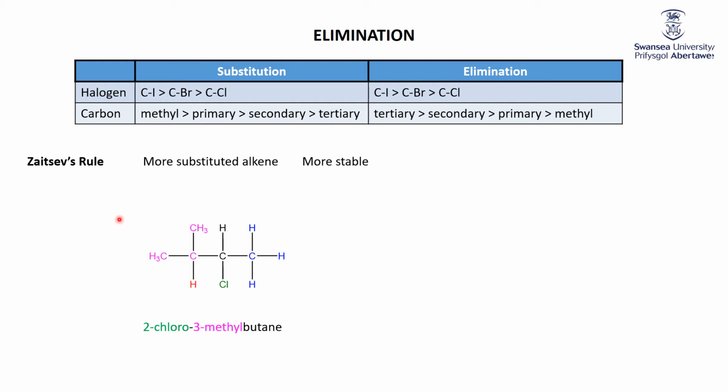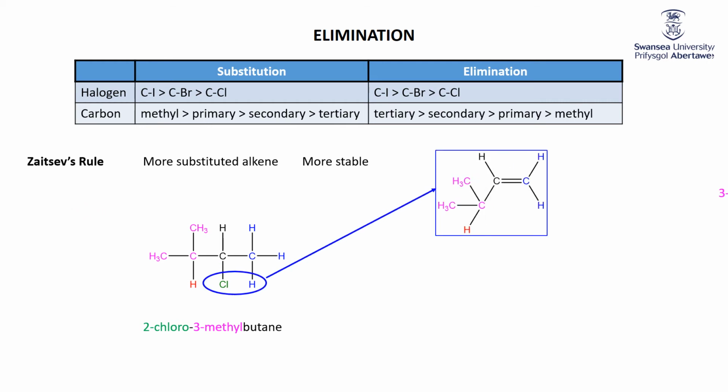So let's see what happens when we eliminate each of those. First of all, let's eliminate the blue one. So we're going to lose this hydrogen, we're going to lose this chlorine. So we make the double bond between carbon 1 and carbon 2. Carbon 1 still has two hydrogens on it. Carbon 2 has a hydrogen, and then it has the isopropyl group right there.